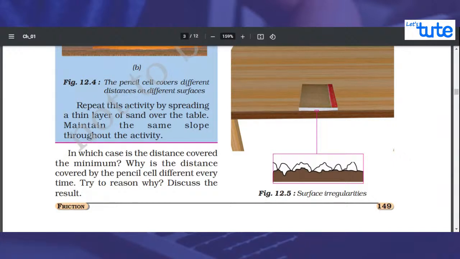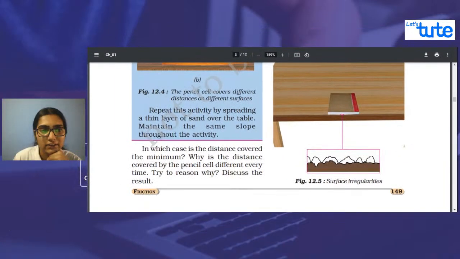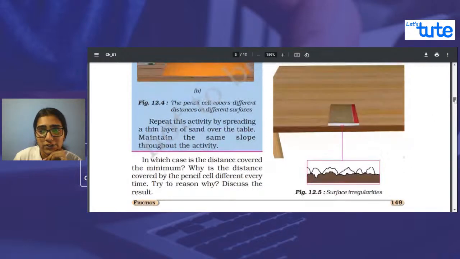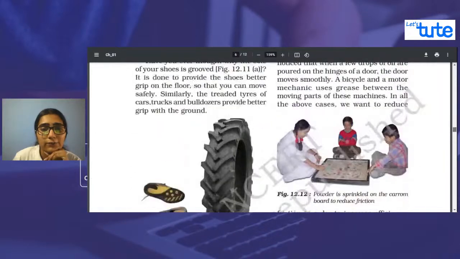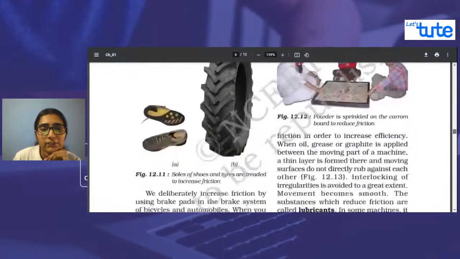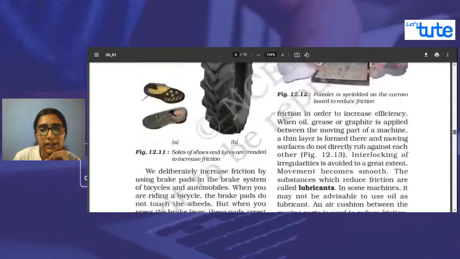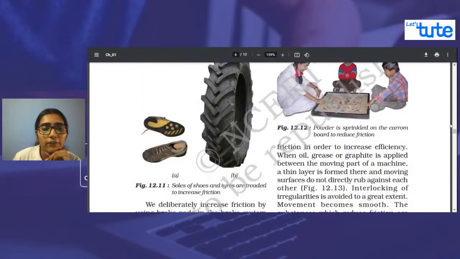Okay, so now let's go to the last concept. The last concept is the different types of friction. Now, for the different types of friction, if you notice here, it will help you to understand what the different types of friction are. So, one of them is static friction. Static friction is when an object starts moving.